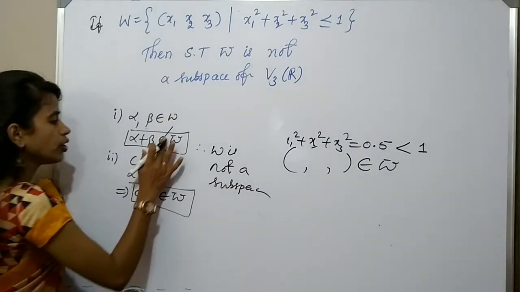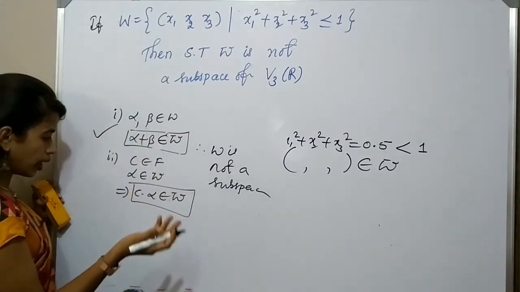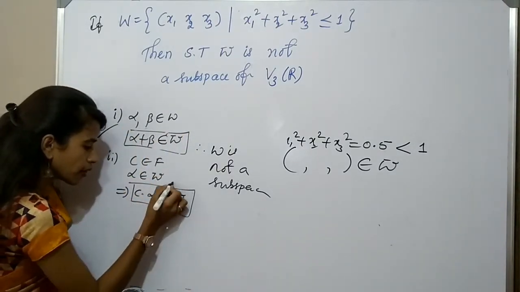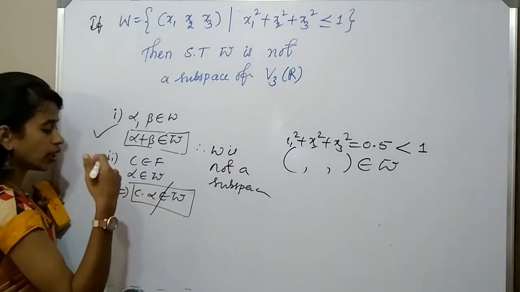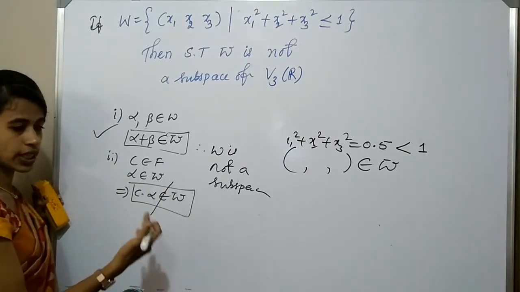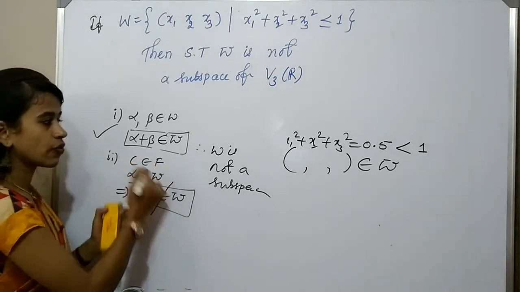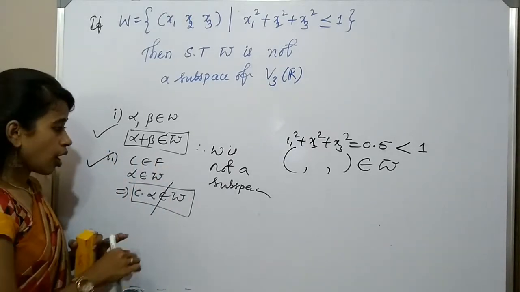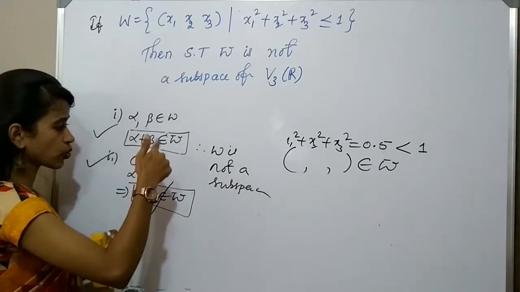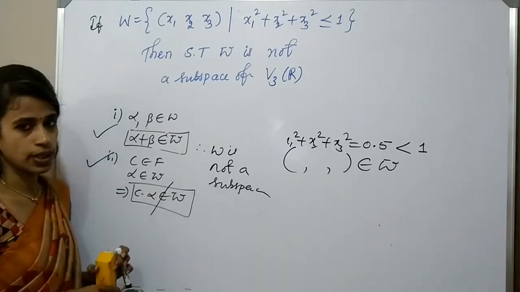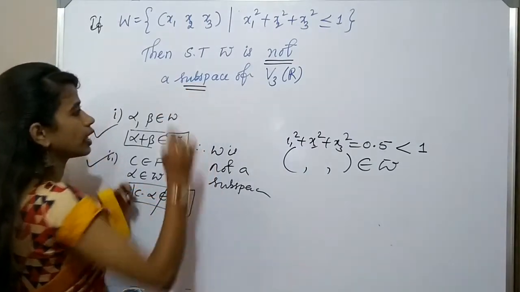Or you can have this case also: the first condition holds, but for the second condition, if C dot alpha is not in W, if the product is not in W, then in that case also it is not a subspace. So to be a subspace, the set must satisfy both conditions. Among these two conditions, if the set does not satisfy one of them, then it is not a subspace. So to show that a set is not a subspace, take examples.